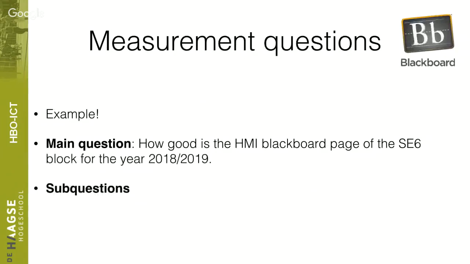So we have this question, and then we need to come up with sub-questions, and we need to measure effectiveness, efficiency, and user satisfaction. So very straightforward. We have this main question. What are the sub-questions we can come up with if we want to measure these three things? Again, effectiveness, efficiency, and user satisfaction. Effectiveness is whether we can achieve something or not.